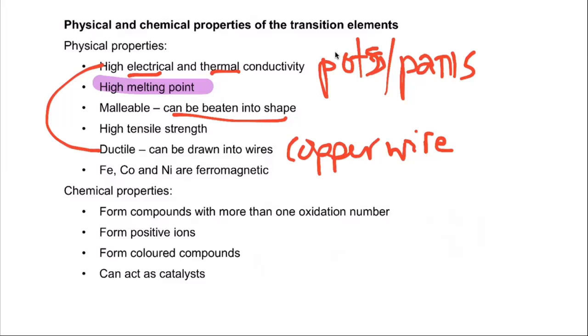High tensile strength, that means they can withstand a lot of weight or a lot of force. So that's why you see them used, like copper is used for pipes. You see them used in building materials and things like that.